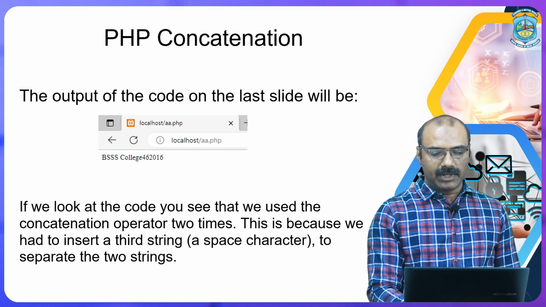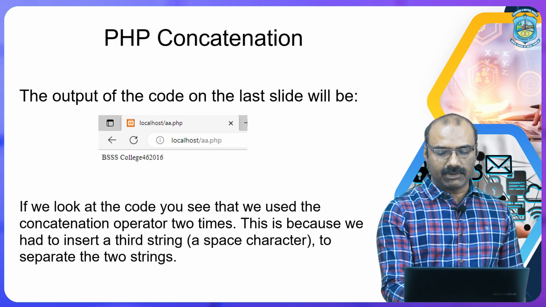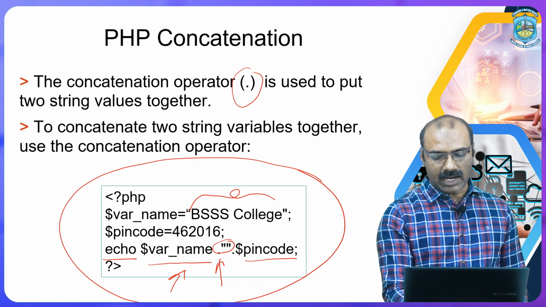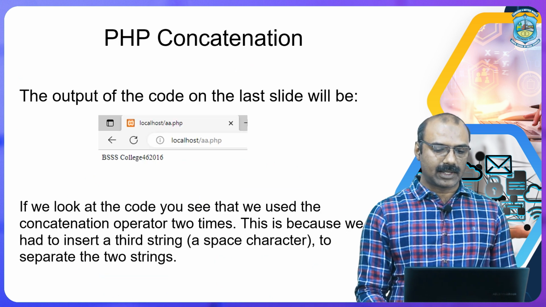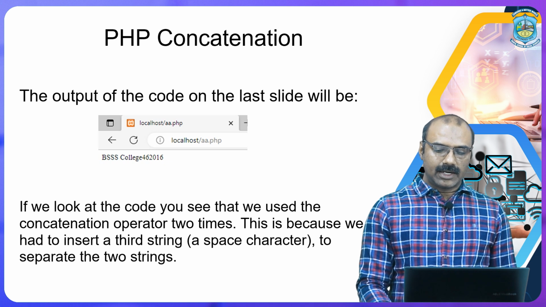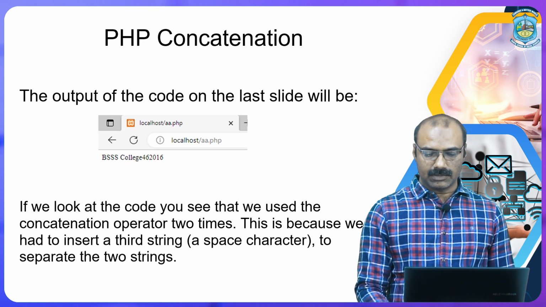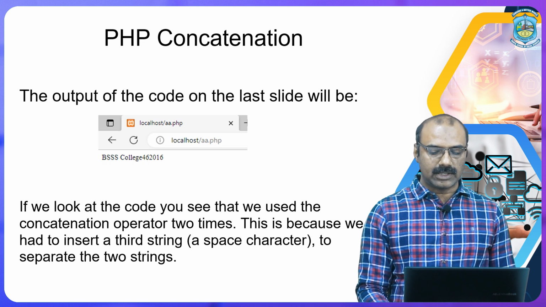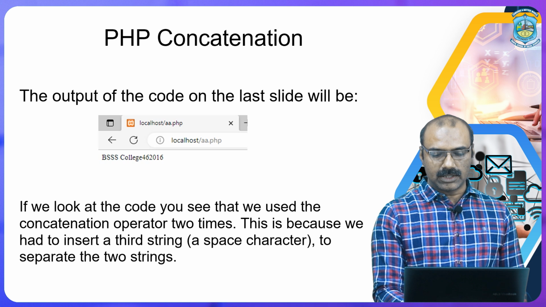So the output will be like this, BSSS college, and now you can see a pin code. There is no space between them, because if you go to the previous screen, we have not given any space between these two double quotes, otherwise it will give us space, right. Now if we look at the code, you see that we use the concatenation operator 2 times. This is because we had to insert a third string, a space character, to separate the two strings.